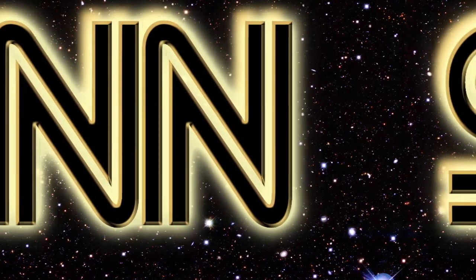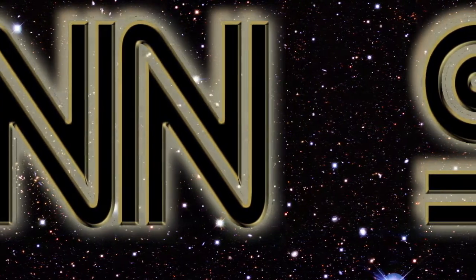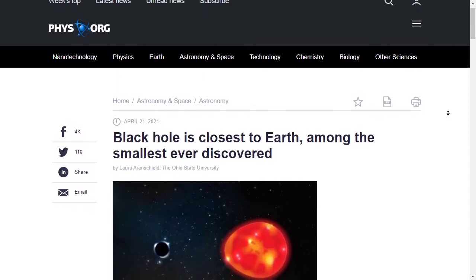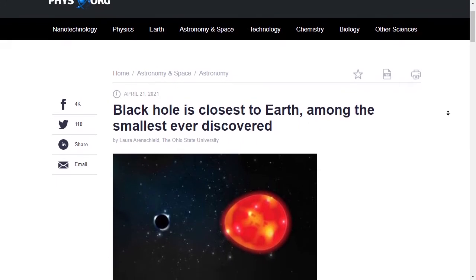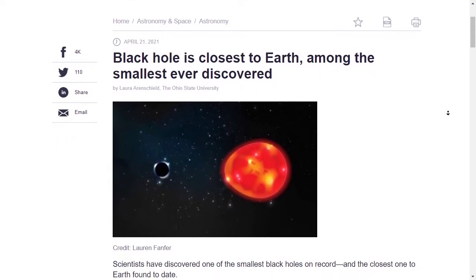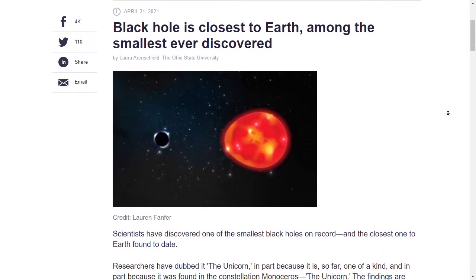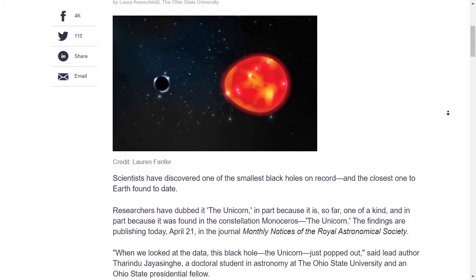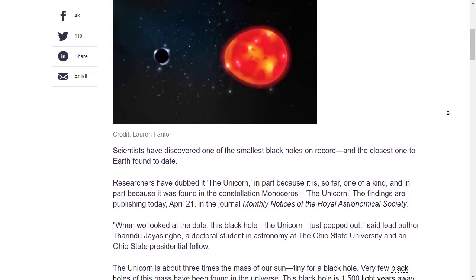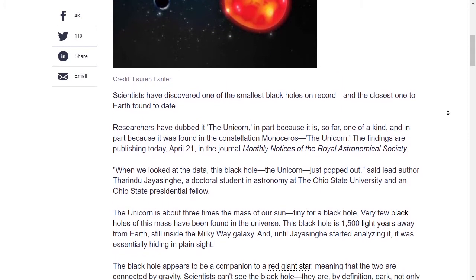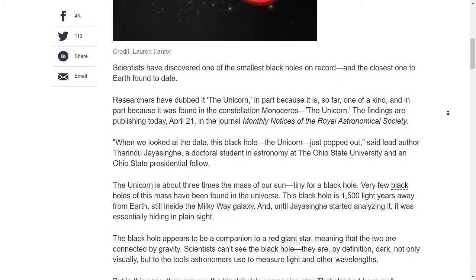Let's continue on to talk about one of the smallest black holes ever noticed. One has been discovered at only about 1,500 light years from the Earth. And what we have here is a red giant, which is a highly variable type of star. And it's being orbited by an invisible object. And basically it's causing changes to the light from this red giant. So again, only 1,500 light years away.